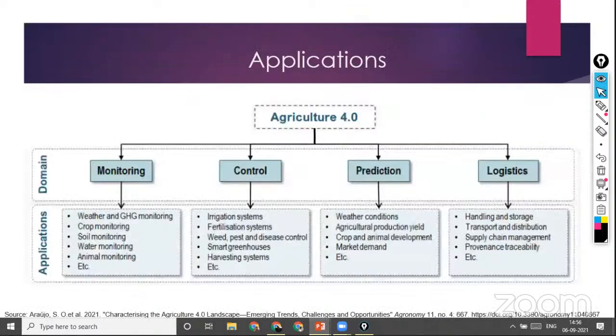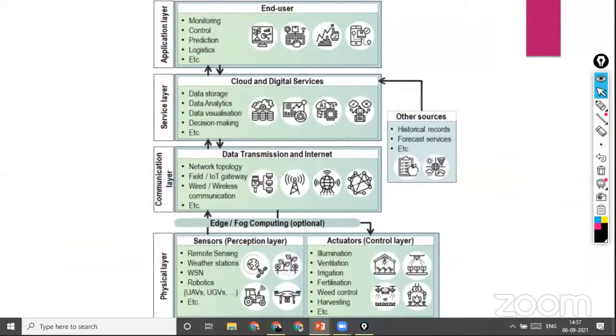Now coming to Agriculture 4.0 applications, we can divide them into mainly four domains. In monitoring, we have crop monitoring systems, soil monitoring systems, and weed, pest, and disease control systems, and you can take actions also based on that. And predictions, like agriculture production yield, and logistics also have a lot of opportunities in Agriculture 4.0, like supply chain management. And we can divide all those technologies into different layers to get real insights about these technologies.